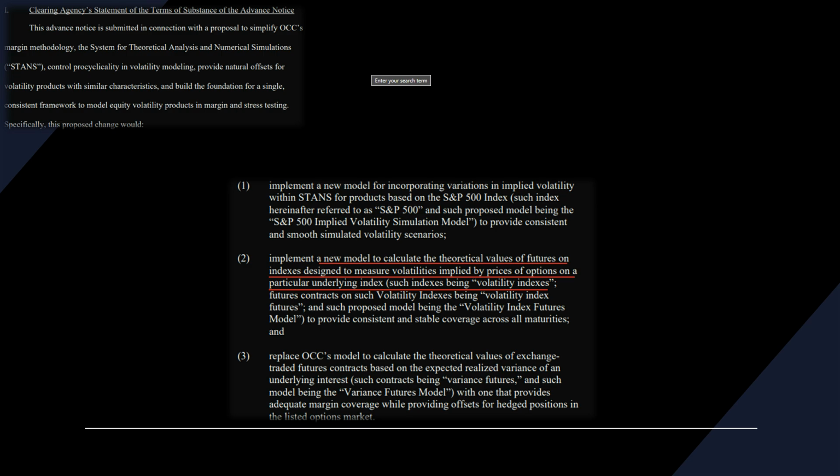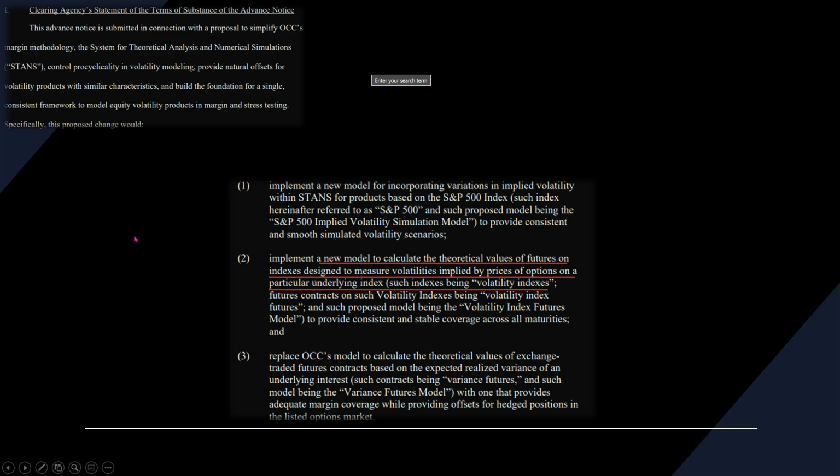Number two, to implement a new model to calculate the theoretical value of futures on indexes designed to measure volatilities implied by prices of options on a particular underlying index, such indexes being volatility indexes like your VIX, things like that. Number three, replace OCC's model to calculate the theoretical values of exchange-traded futures contracts based on the expected realized variance of underlying interest, such contracts being variance futures, and such model being the variance futures model, with one that provides adequate margin coverage while providing offsets for hedged positions in the listed options market.